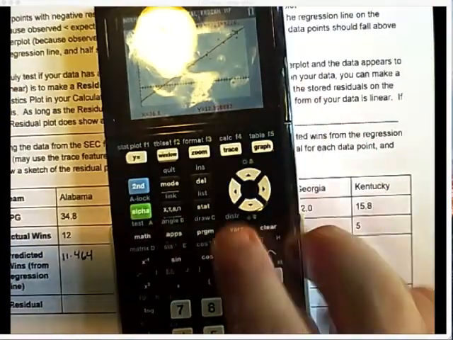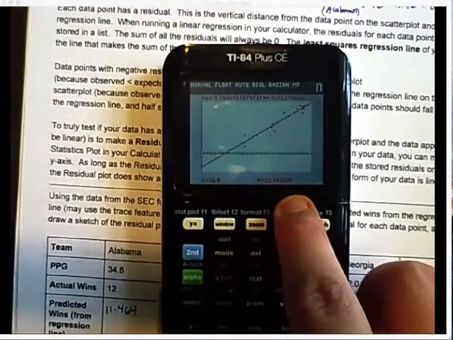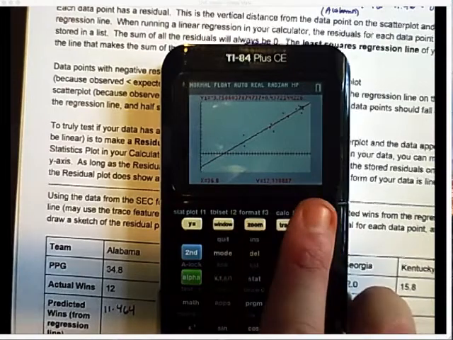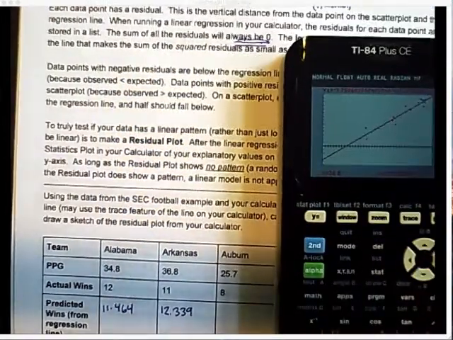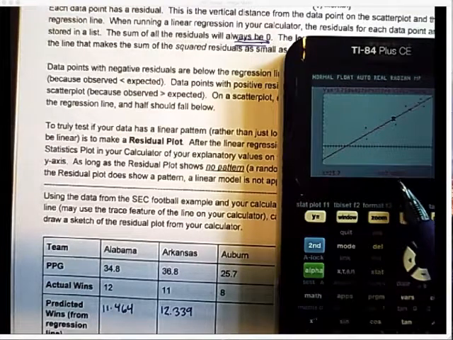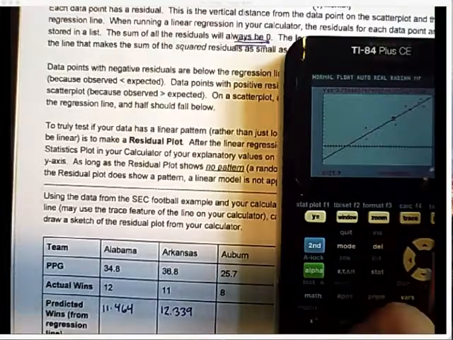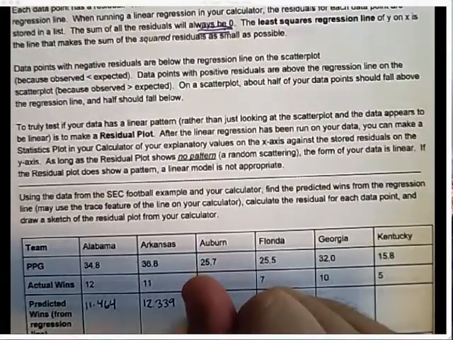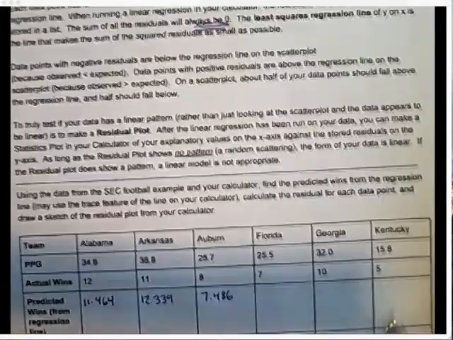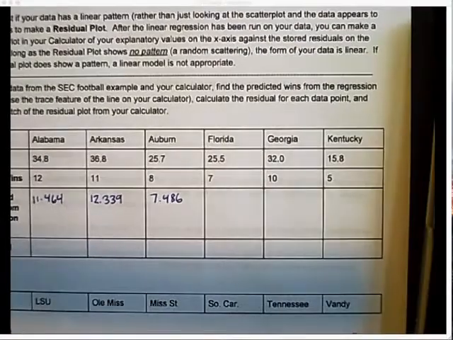Hopefully you guys saw that right here, 12.339. All right. What about Auburn? If I type in 25.7, the prediction line says they should win 7.486. Okay. When I type in 25.5 onto my line, Florida should win 7.398.